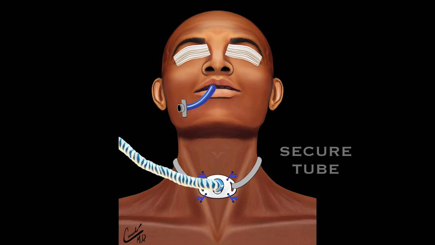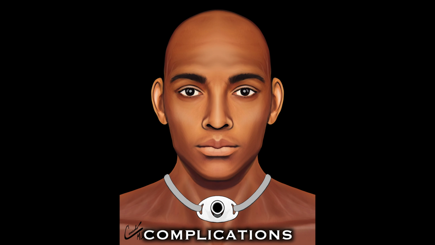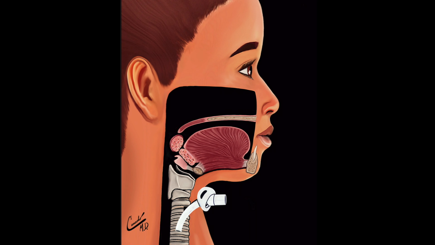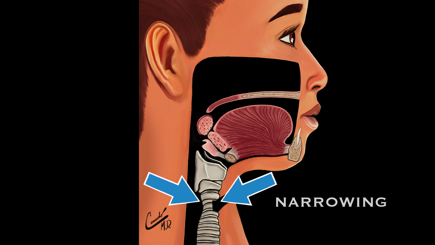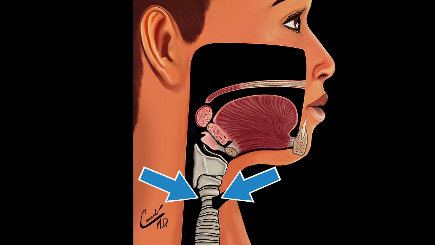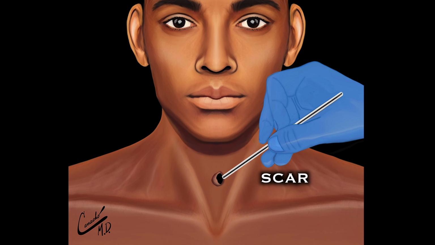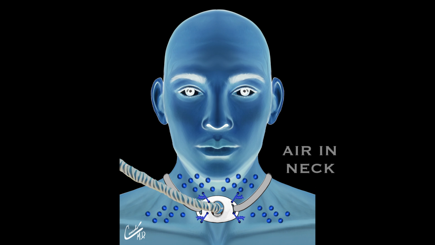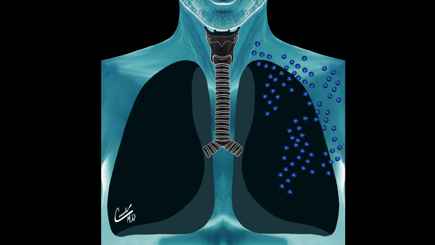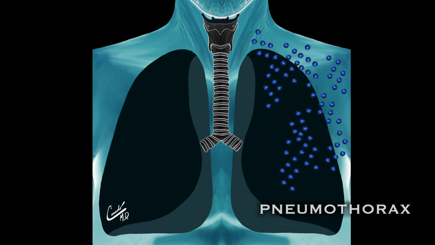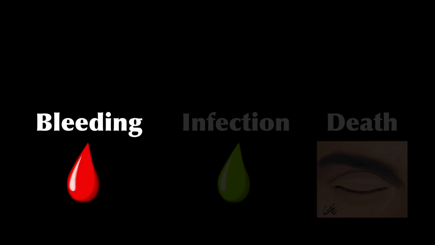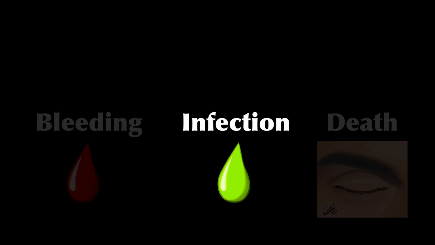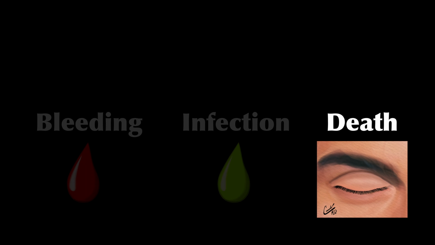cotton ties. What are the potential complications after a tracheostomy? The tracheostomy tube could fall out of the airway, potential narrowing of the trachea over time, scar formation at the level of the skin, air could get trapped in the neck, air could get trapped between the lungs and the chest wall, also called a pneumothorax, bleeding, infection, and very rarely, death.